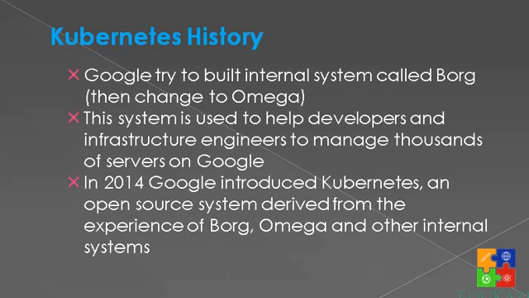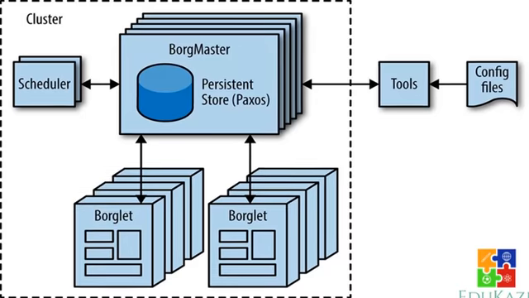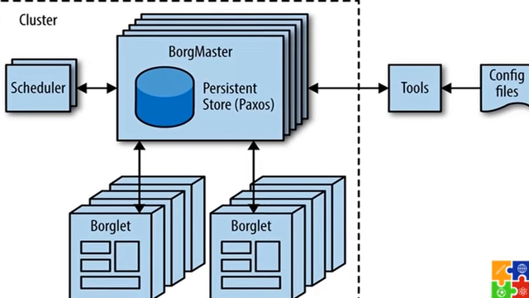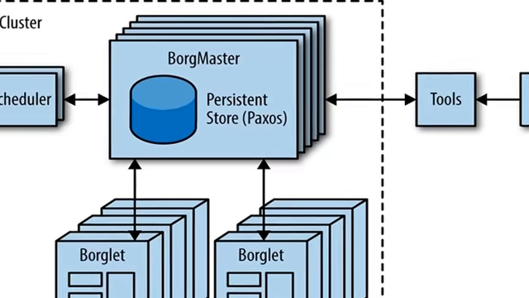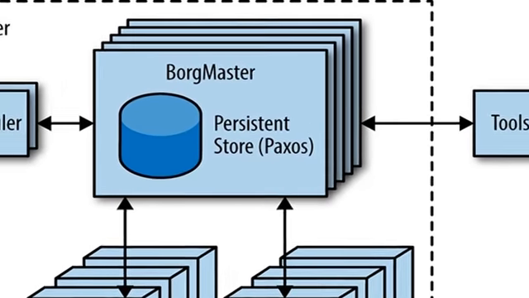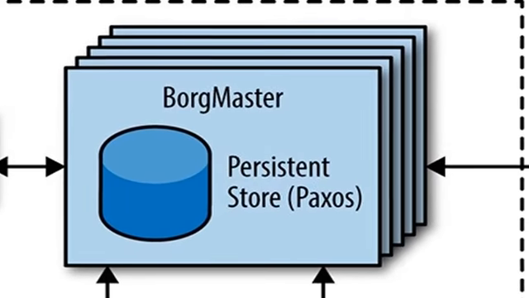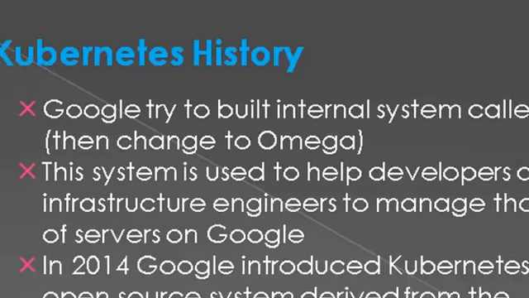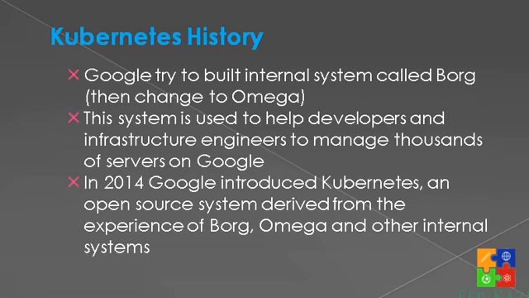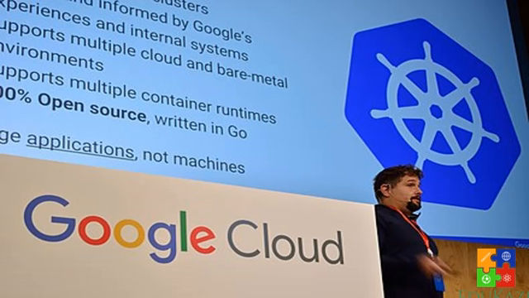The history of Kubernetes begins with the Borg, which was created by Google engineers. Borg later changed its name to Omega. The Borg or Omega system is used to assist developers and infrastructure engineers in handling thousands of servers used by Google. In 2014 Google introduced Kubernetes, an open source from its experience building Borg, Omega, and other internal systems. Kubernetes was redesigned using the Golang programming language.